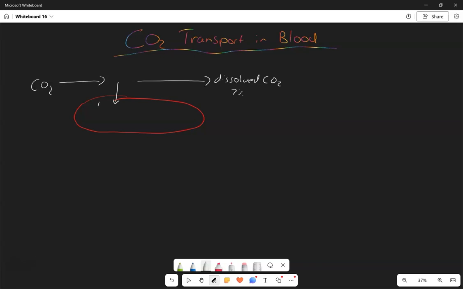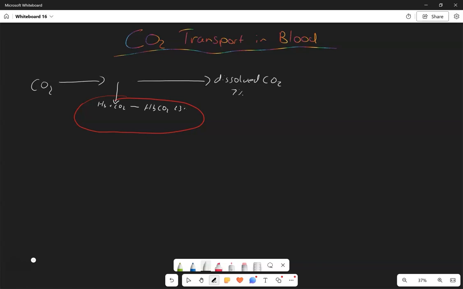Now, some of it will get picked up by hemoglobin. So, hemoglobin plus carbon dioxide, right? And that's going to get you what we call carboxyhemoglobin, HbCO2. And that's about 23%. Right? So, in total, we got about 30%. So, what happens to the rest of it?